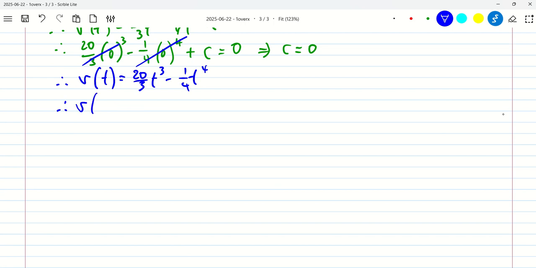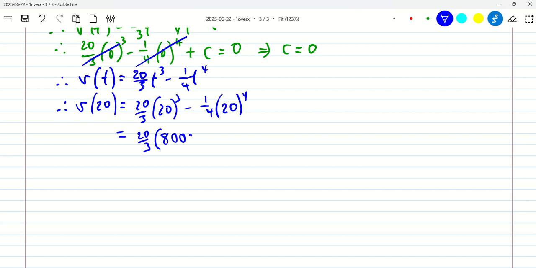So V(20) is equal to 20 on 3 times 20 to the power of 3, minus 1 quarter times 20 to the power of 4. Gosh, can I do that? Yeah, I think I can. Okay, let's try to do this by hand. So here we go, 20 thirds. 2 cubed is equal to 8, and then the 0s, so it's going to be 8 with 3 zeros, so 8,000. Just check that I've got that right. 20, 400, 8,000. Yep.